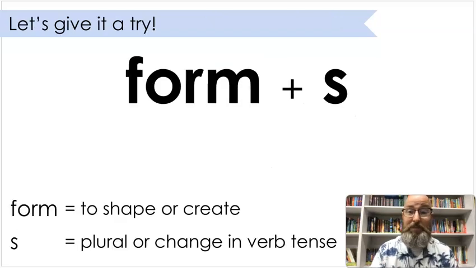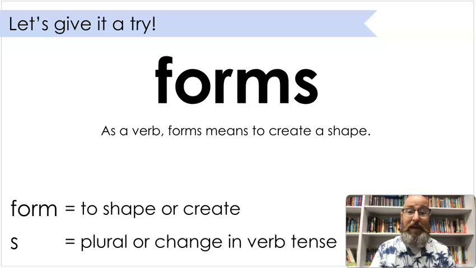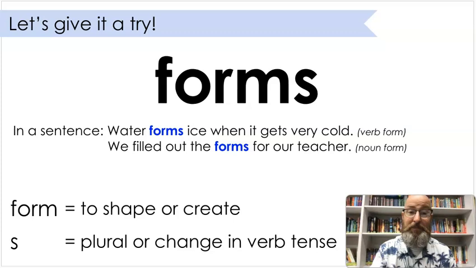If I have form and I add s, what's our new word? Forms, that's right. What does it mean to have forms? It can be a plural or it can be a verb tense. As a verb, form means to create a shape. In a sentence, water forms ice when it gets very cold. That would be the verb. As a noun, we filled out the forms for our teacher.